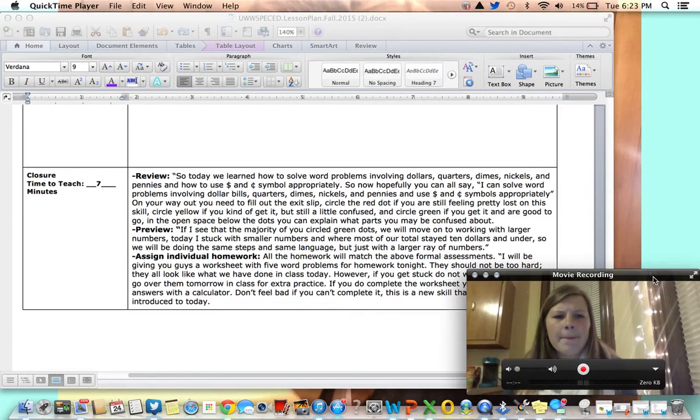For the preview for the next lesson, if I see the majority of them have circled green dots, we'll move on to working with larger numbers. Today I stuck with the smaller numbers just to make it a little bit easier, but they'll do the same steps and same language, just a larger array of numbers. And then I'll assign the individual homework, which will match the above formal assessments, which were the worksheets.